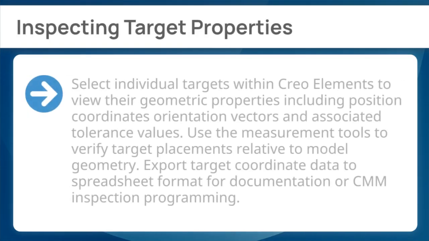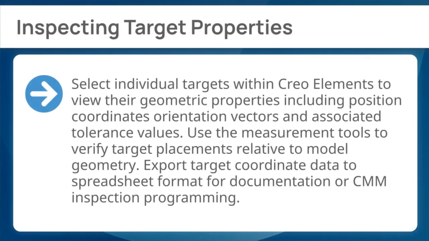Next, inspecting target properties. Select individual targets within Creo Elements to view their geometric properties, including position coordinates, orientation vectors, and associated tolerance values. Use the measurement tools to verify target placements relative to model geometry. Export target coordinate data to spreadsheet format for documentation or CMM inspection programming.